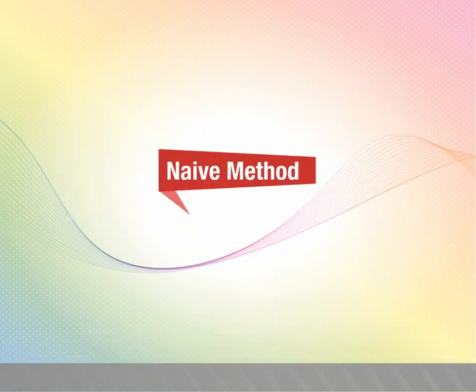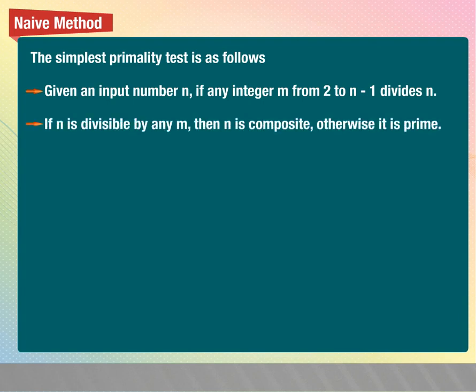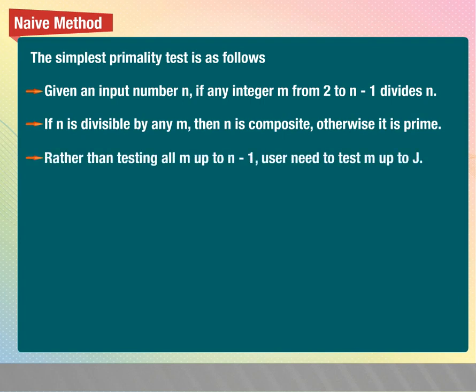Naive method. The simplest primality test is as follows. Given an input number n, check whether any integer m from 2 to n-1 divides n. If n is divisible by any m, then n is composite, otherwise it is prime. Rather than testing all m up to n-1, the user needs to test m only up to root n.